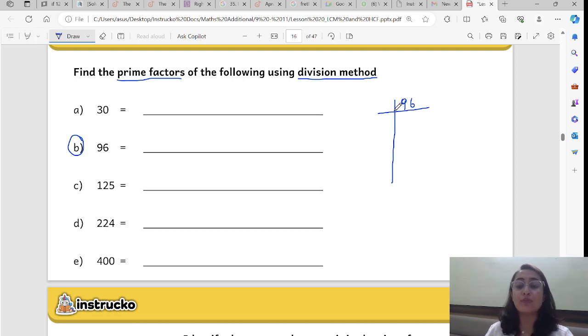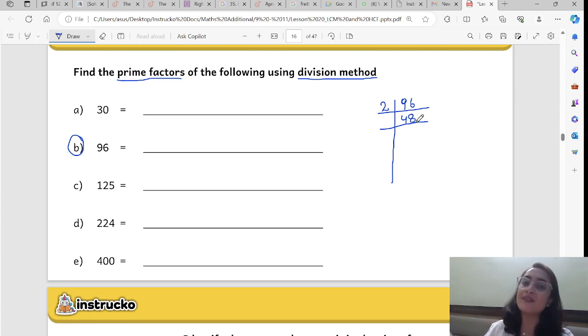Okay, because 96 is even, the smallest prime number that will divide 96 is 2. So the divisor will be written on the outside, and the number that I'm dividing is written on the inside. Now divide 96 by 2, and whatever the answer is will be written here on the next step. So 2 4s are 8 and 16. 2 8s are 16. So when I divide 96 by 2, I get 48.